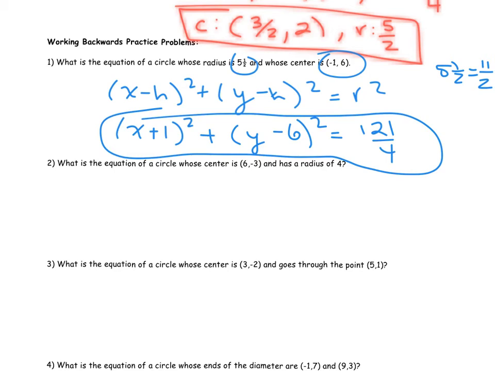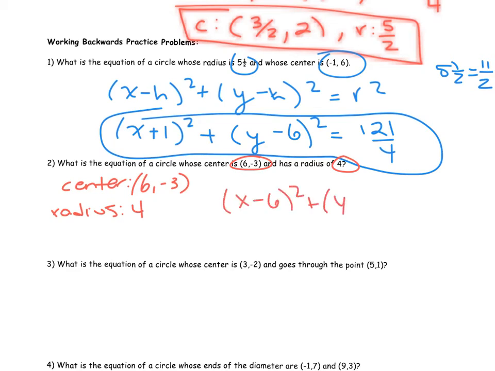Now, the rest of these are going to be pretty much working backwards. So for exercise 2, I want to know what's the equation of the circle whose center is 6, negative 3, and has a radius of 4. So again, we know the center is 6, negative 3, and we have a radius of 4. So I'm going to write x minus 6 squared plus y plus 3 squared equals, the radius is 4. If the radius is 4, remember it's equal to r squared. So 4 squared is 16. And that's my equation.